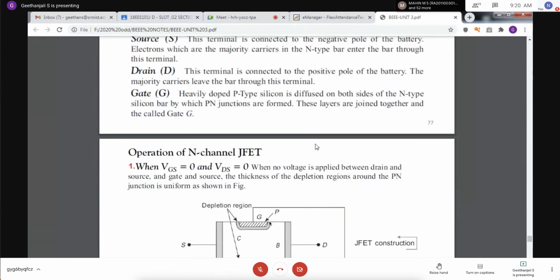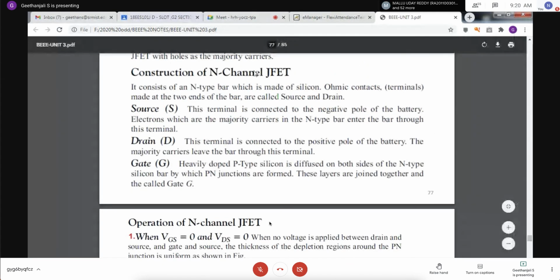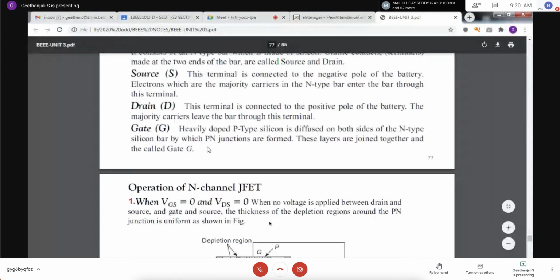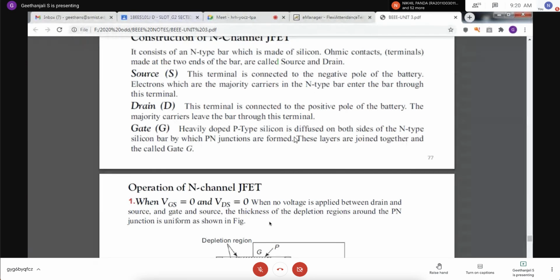The next, third one is the gate. Since it is an N-channel JFET, the gate is opposite to the material of the channel. It is made of P-type semiconductor material. Heavily doped P-type silicon is diffused on both sides of the N-type silicon bar, by which PN junctions are formed. These layers are joined together and called gates.